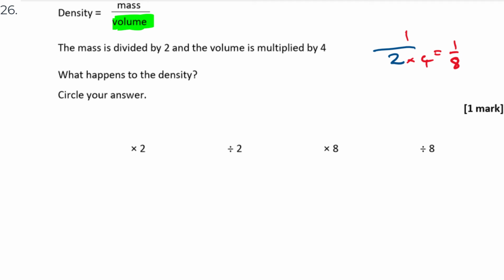So we're halving the mass, so the numerator is going to be half as big, which is the same thing as dividing it all by 2. And the volume is going to be 4 times bigger, which means the denominator is 4 times bigger, which means we're dividing by 4 more. So dividing by 2, dividing by 4 is the same thing as dividing by 8. So it's that one there.